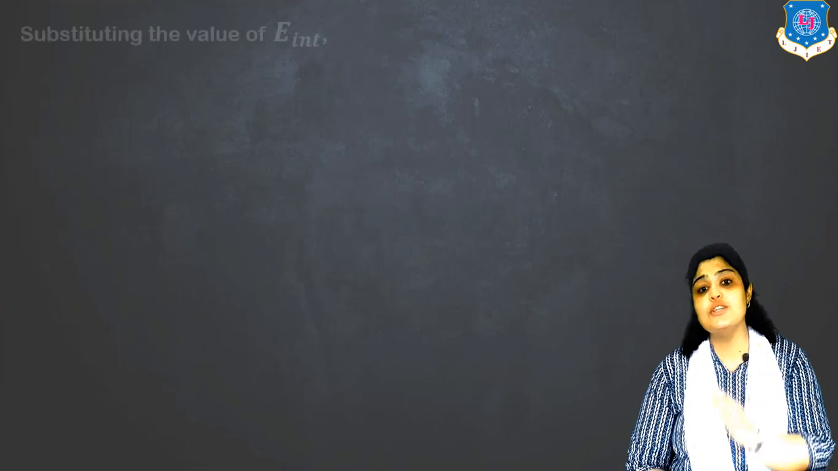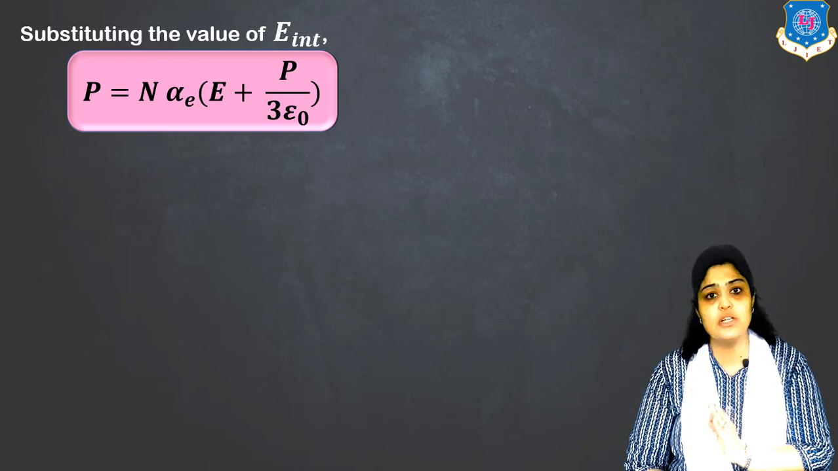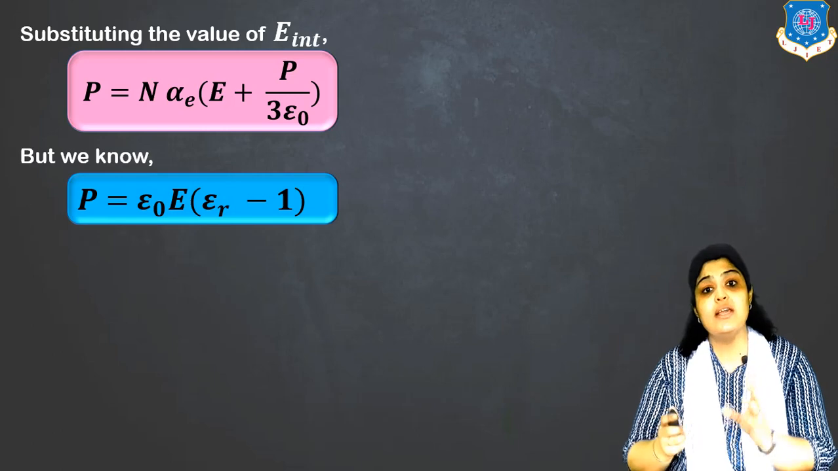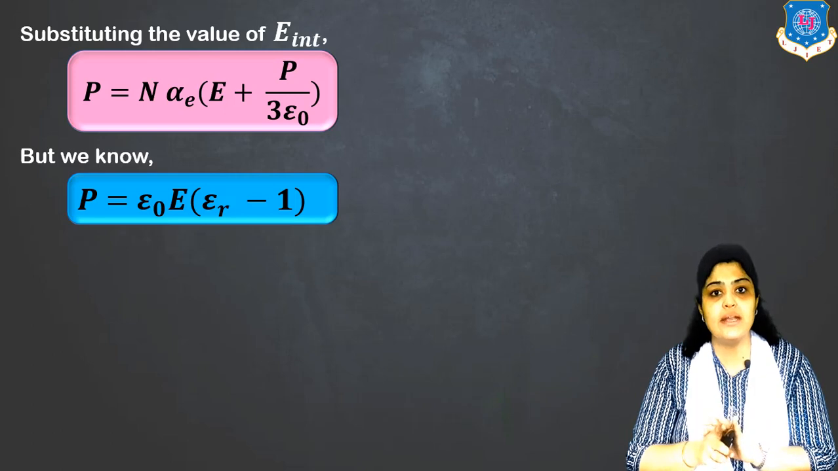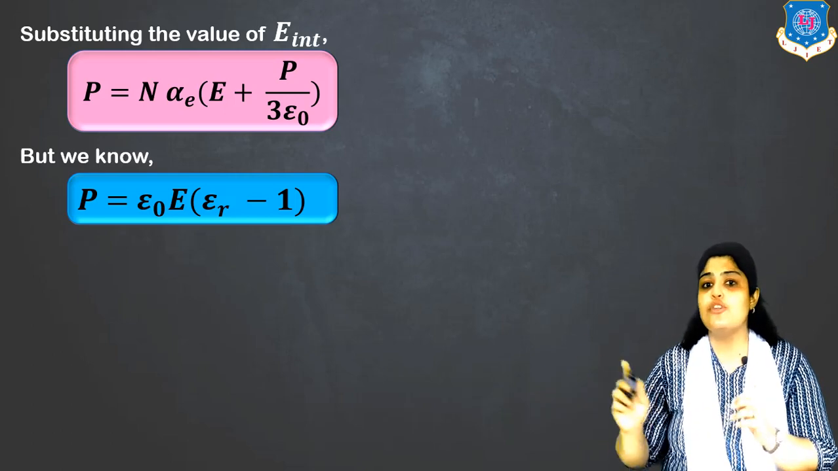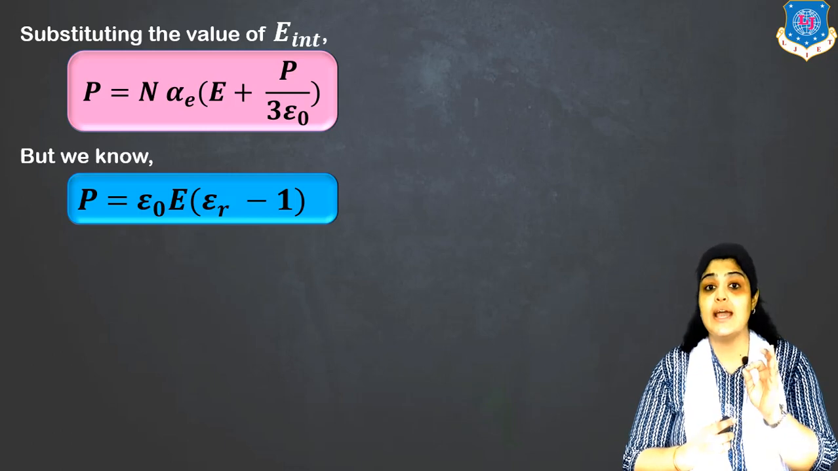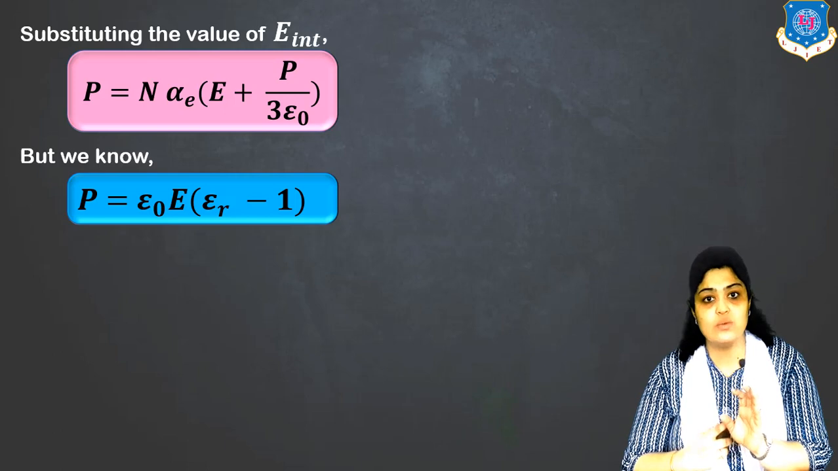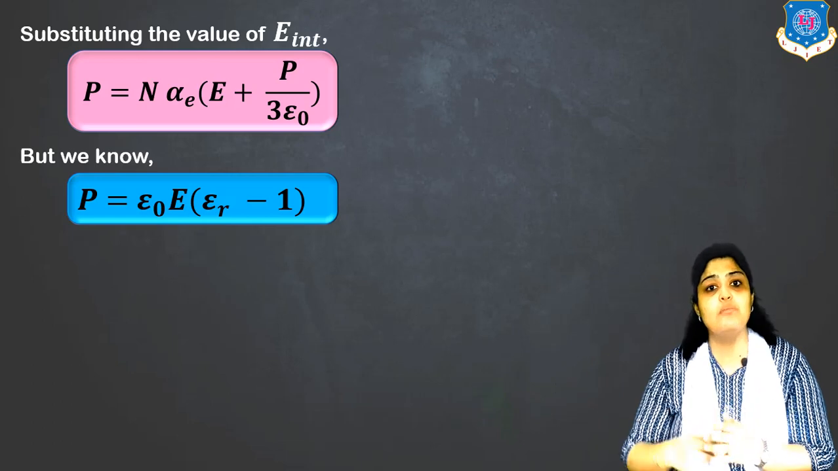Now I know the equation of E internal also. The equation of E internal is E plus P upon 3 epsilon naught. So I have substituted the same. But now I can say that there is a relation P equals epsilon naught E into epsilon r minus 1. How did I get this equation? From the definition of susceptibility. Susceptibility chi E is equal to P upon epsilon naught into E. And I know the relation between chi E and epsilon r: chi E is equal to epsilon r minus 1. So taking both these equations, I get the equation written in the blue colored box.